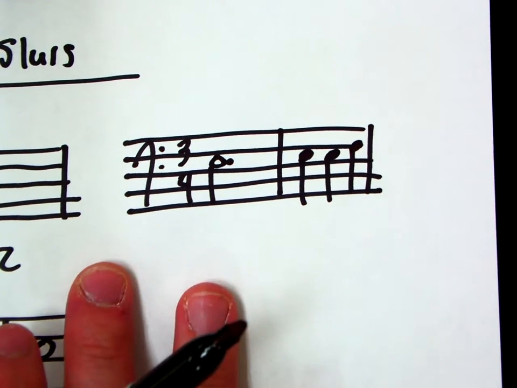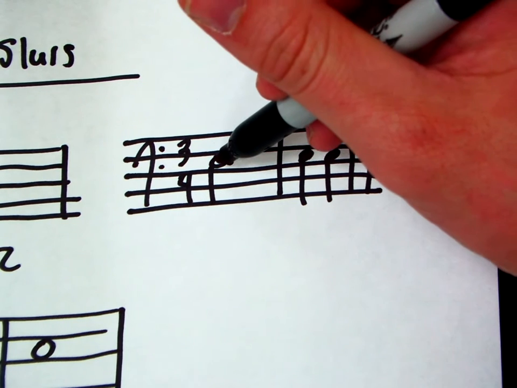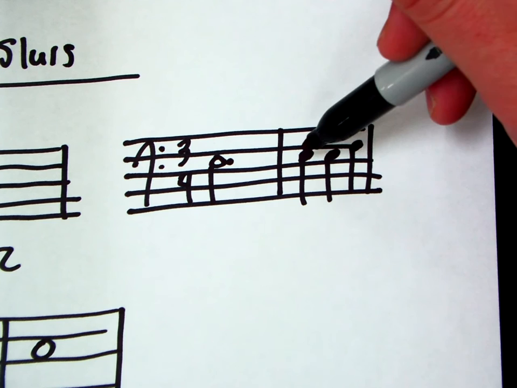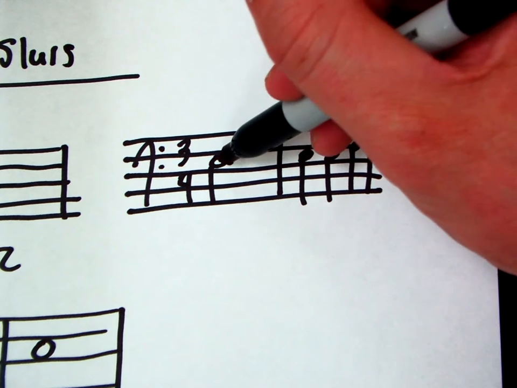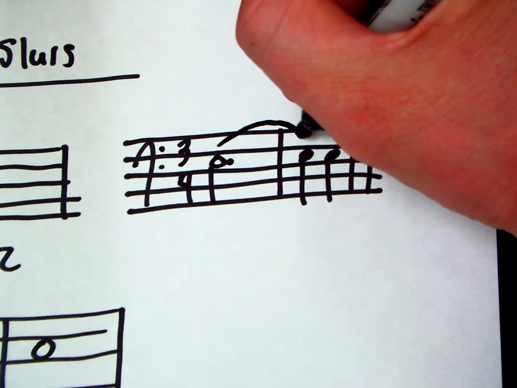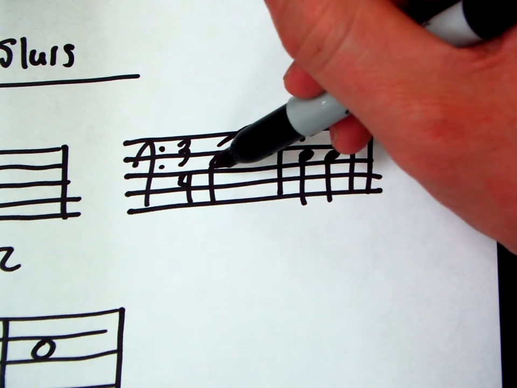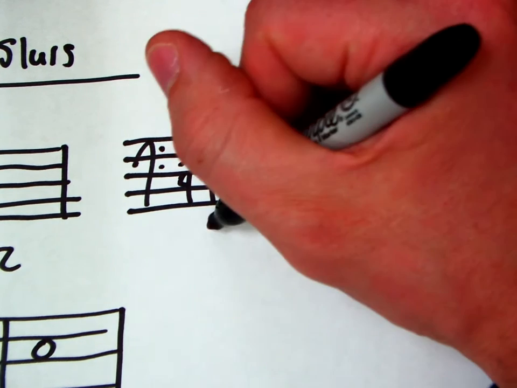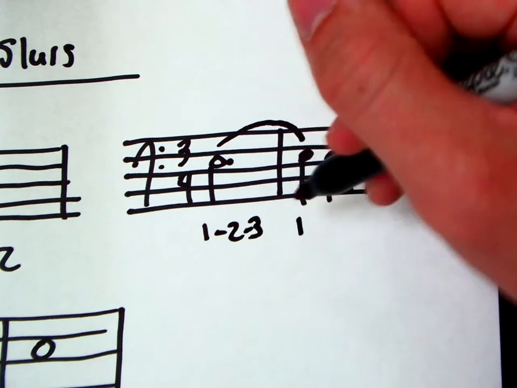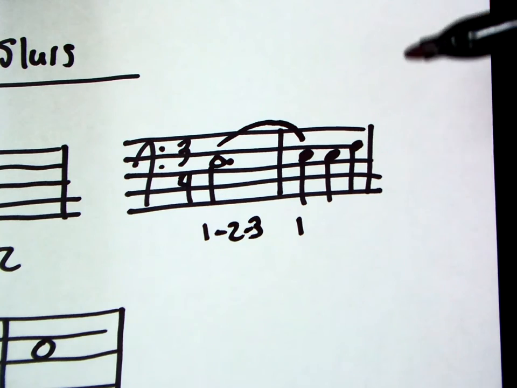All right, same kind of deal over here. If we want to tie this dotted half note to perhaps this note, first we have to make sure that they're the same note, E and E, so we're good. Then we just add the curved line between them. Now we would sustain this E for 4 counts, right? 1, 2, 3, and then 1 beat here, so 4 altogether.